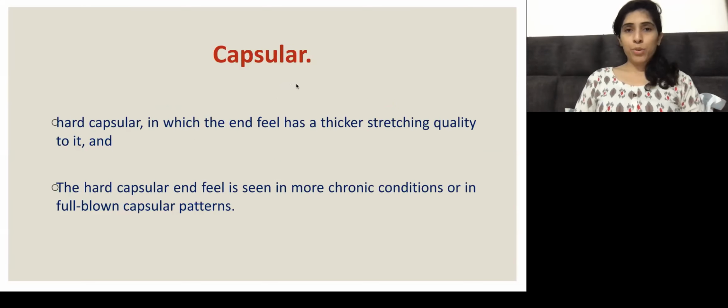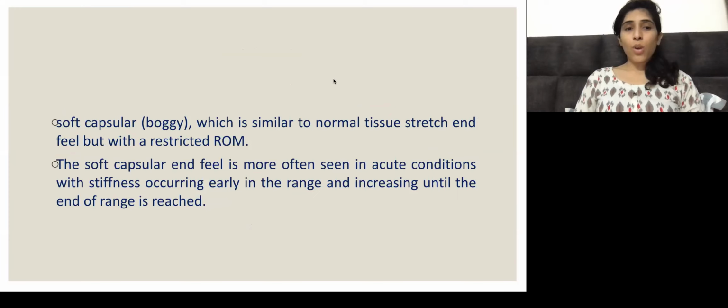Then we have capsular end feel, that is the abnormal capsular end feel. The hard capsular end feel has a thicker stretching quality. It is seen in more chronic conditions, or conditions where a full-blown capsular pattern will be there. The soft capsular end feel is similar to the normal tissue stretch type of end feel, but it is associated with restriction of the range of motion.